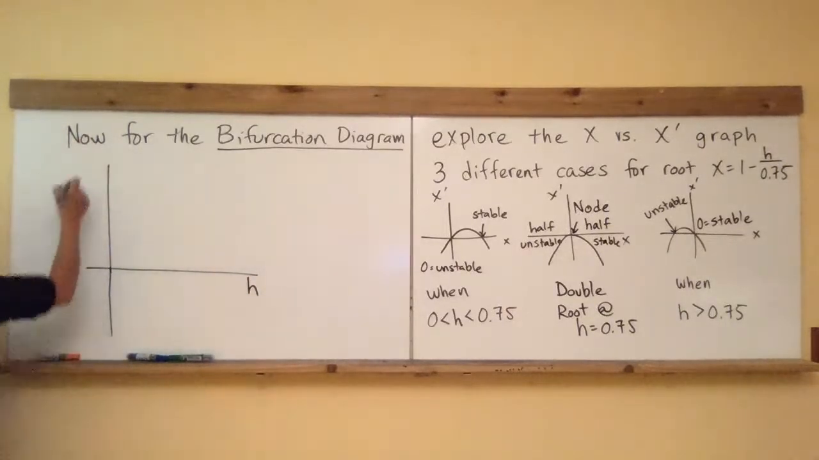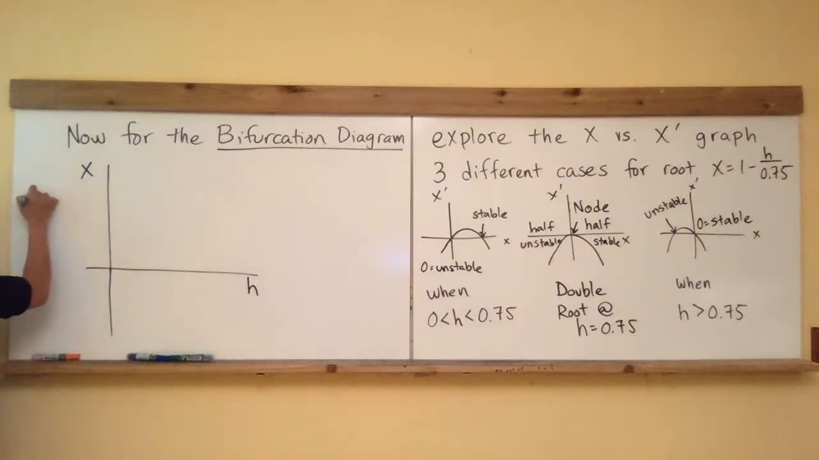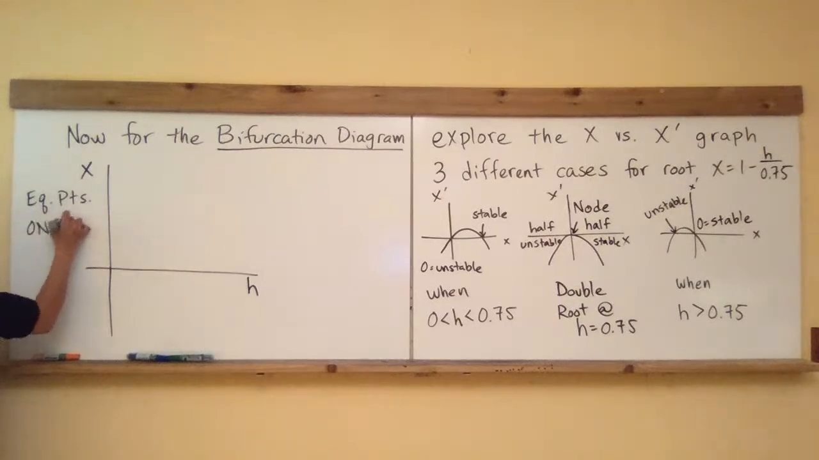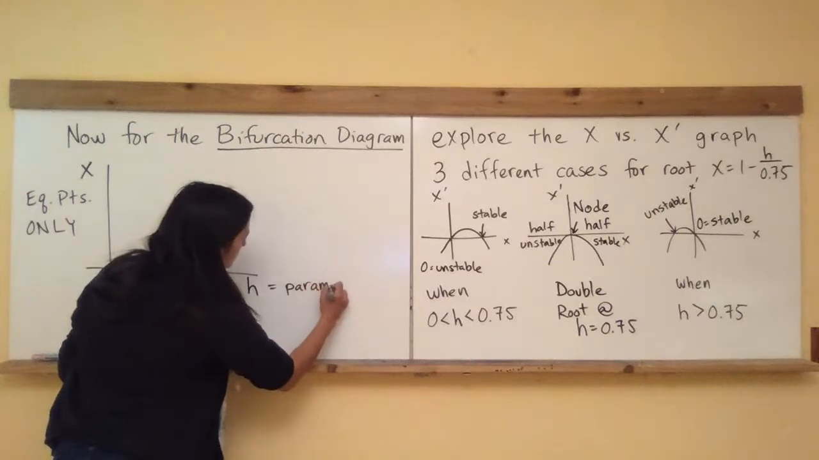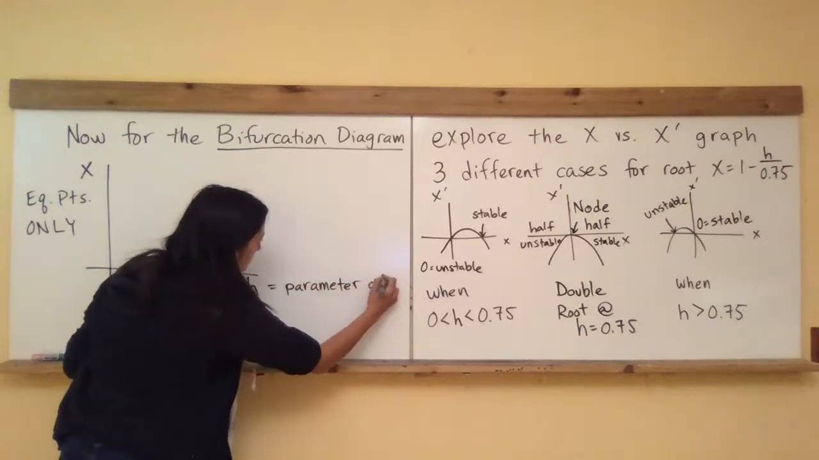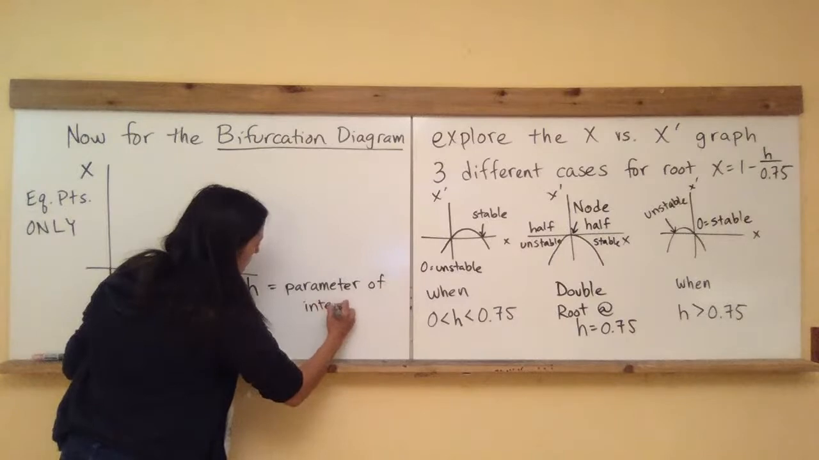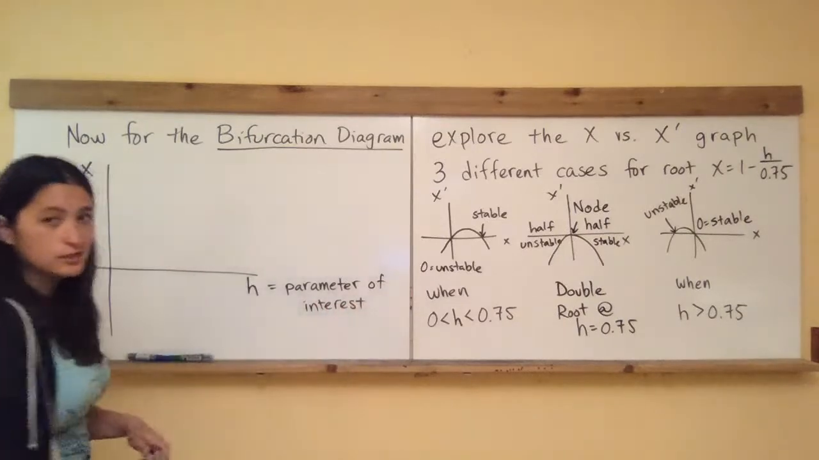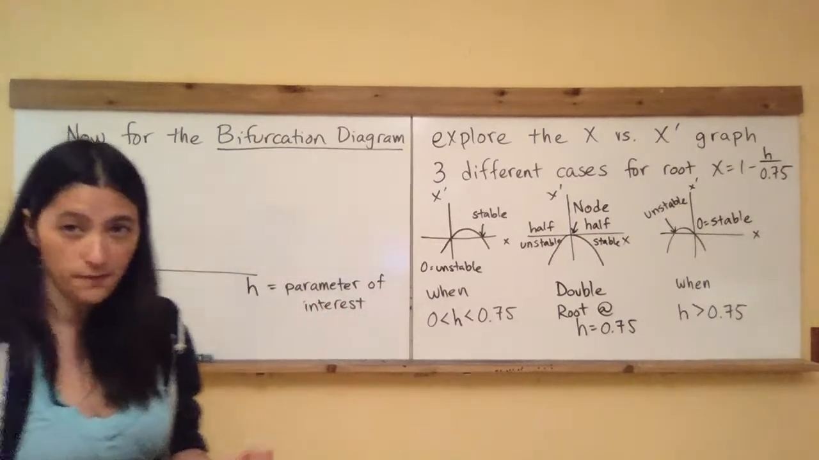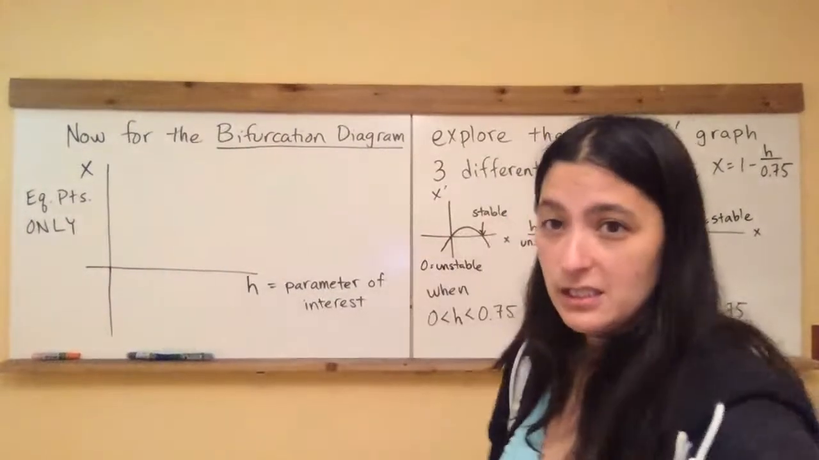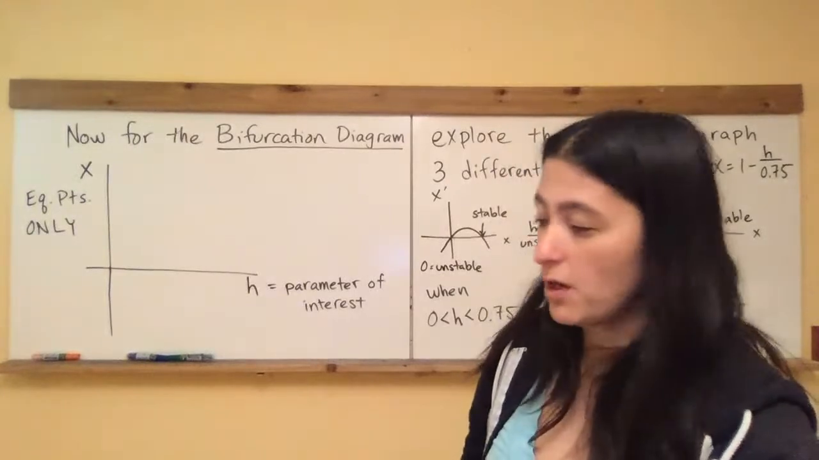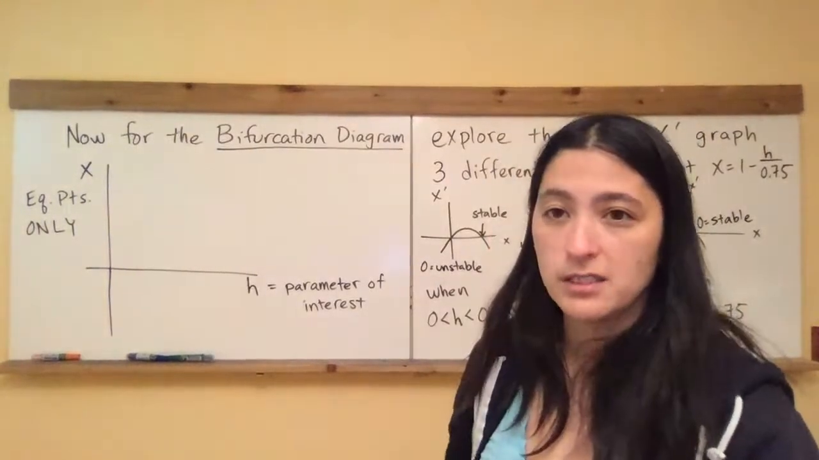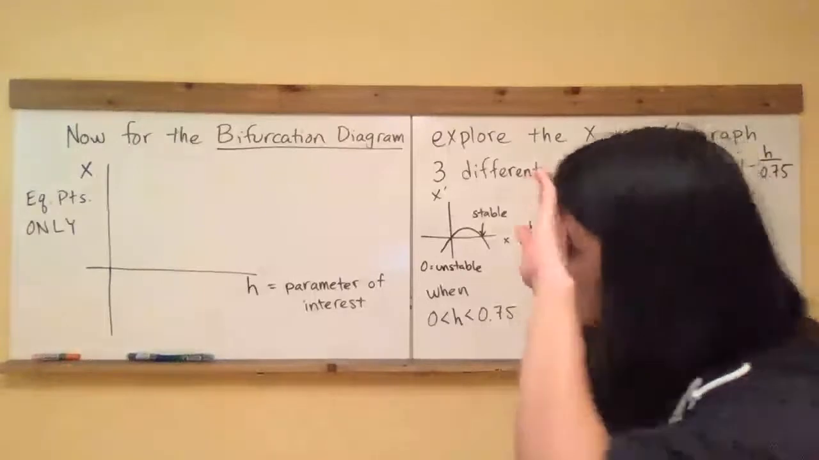Then over here, we're going to do X, and we're just going to graph the equilibrium points only, right? And H is the parameter of interest. I'm going to call H the parameter of interest because I just want to note that it's not the only parameter in the system. We also have the growth rate, R, which they ask us to change in part C of this problem. And we have the carrying capacity that we're able to toggle. That's the parameter that we're manipulating.